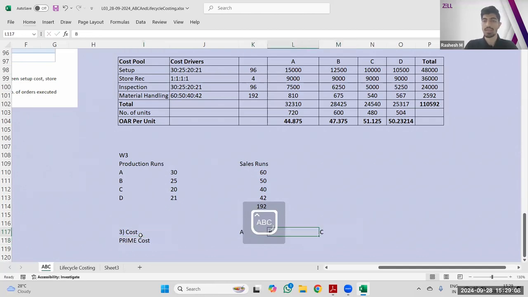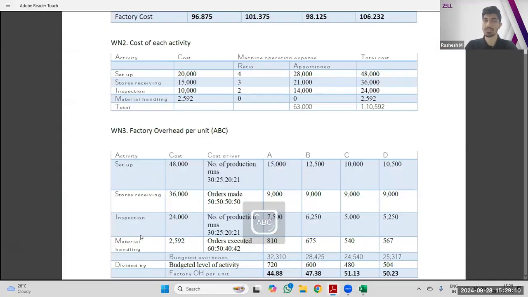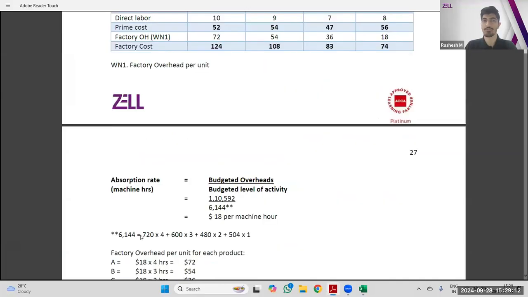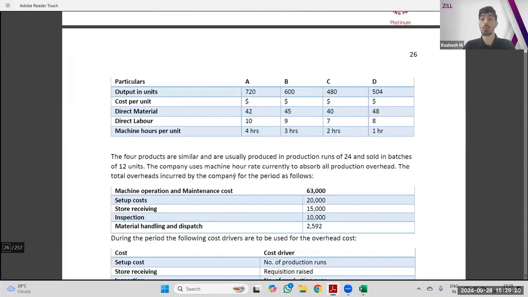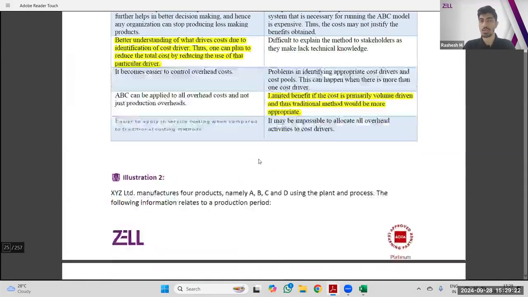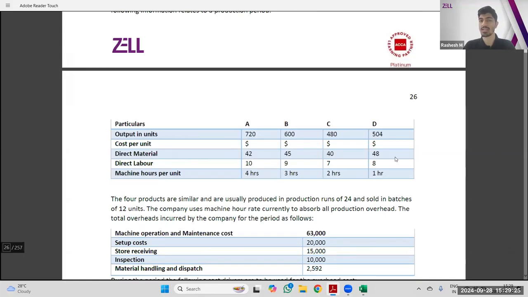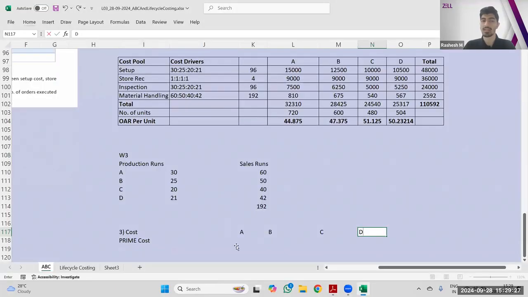All right. So finally, the third requirement, and this is again mainly for discussion perspective, asks us to comment on the differences between absorption costing and activity-based costing. So of course, overheads are not our total cost. Our total cost also includes material and labor.